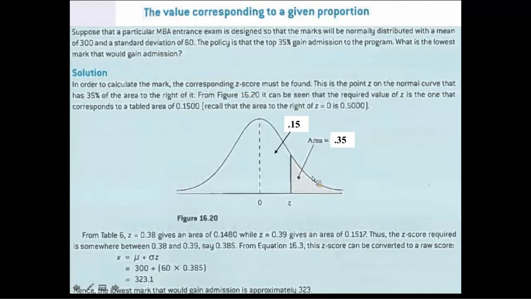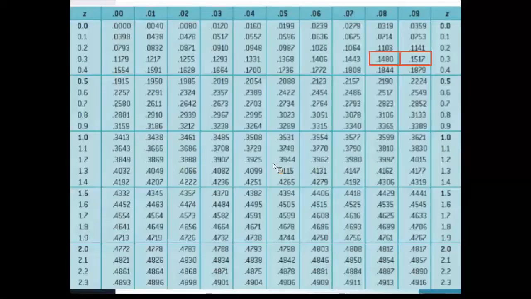We've got to try and find that Z score that relates. But remember, the table doesn't show us the top area. The tables always show us the area back to the mean. So we need to look up an area of 0.5 minus 0.35. We need to find an area of 0.15. So let's go to the table and find that area.